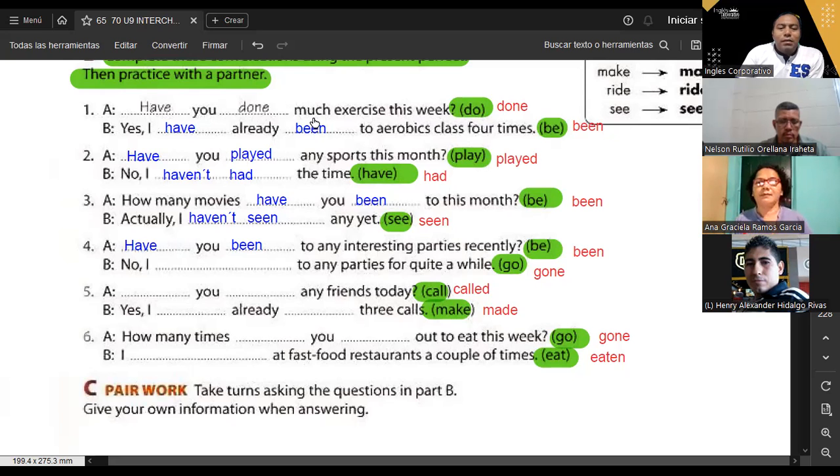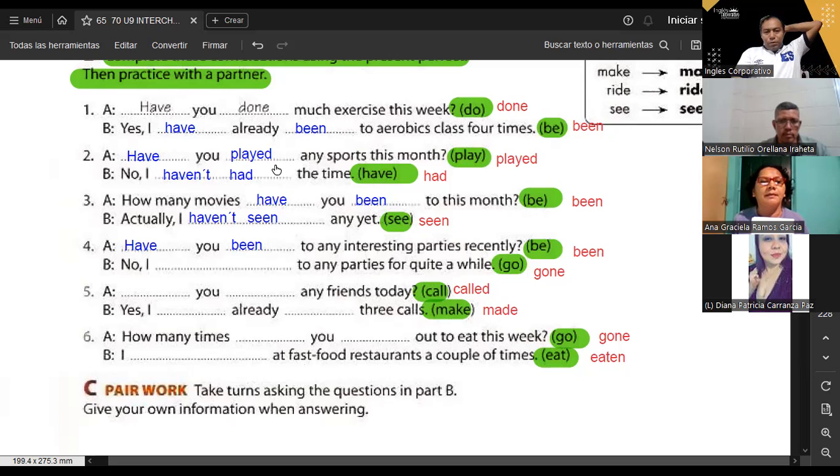Todas las U que aparezcan solas, casi siempre las va a producir como una A. No es much, ¿verdad? Es much. Casi como una A. Yes, I have already been to aerobics class 4 times. Have you, se vuelve a unir la V con la U. Have you played any sport this month? Played. Okay, have como auxiliar, play como verbo principal en pasado participio. No, I haven't had the time.